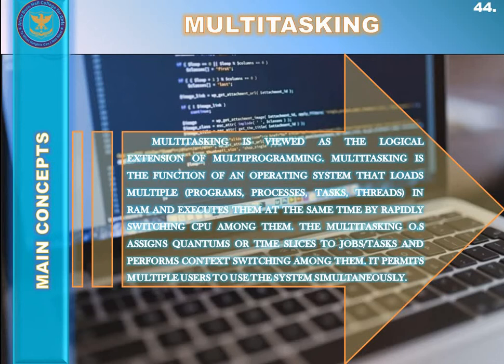Since the switching in these systems is very fast, the users are not able to notice it, and it gives the perception of a dedicated system.